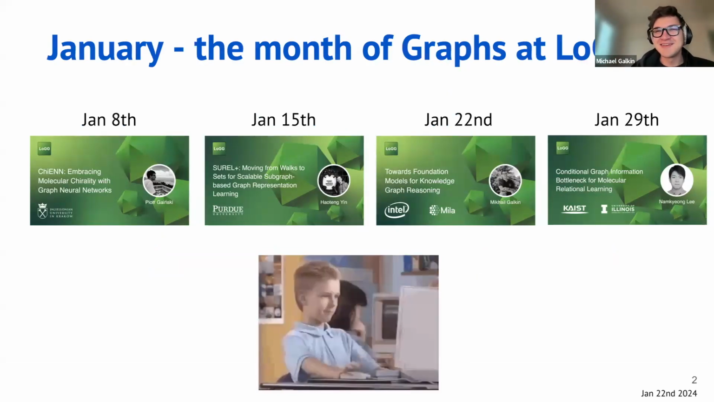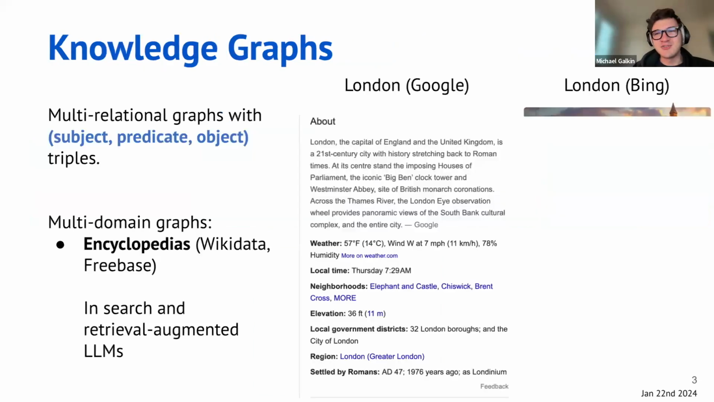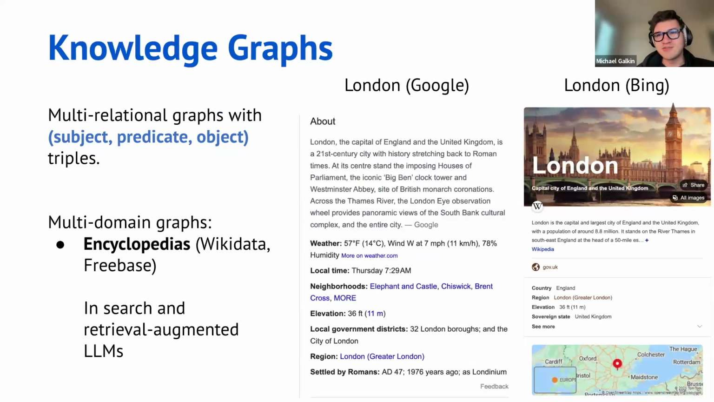Yeah. So a few words about knowledge graphs, what we are working with here. Those are multi-relational graphs, so graphs with edge types. Usually they are written as triples: you have subject, predicate, object. Those are very multi-domain graphs. They're general encyclopedia-like graphs, like Wikidata and Freebase. They usually have something to do with Wikipedia. And those graphs power a lot of search engines, like Google Knowledge Graph, Microsoft Knowledge Graph. They're pretty much everywhere if you search for something.